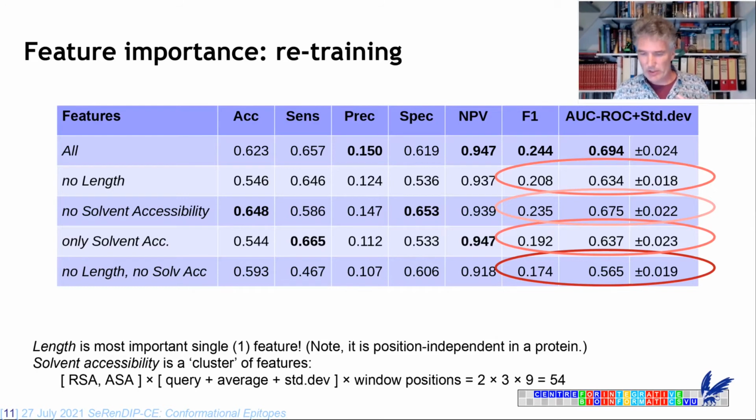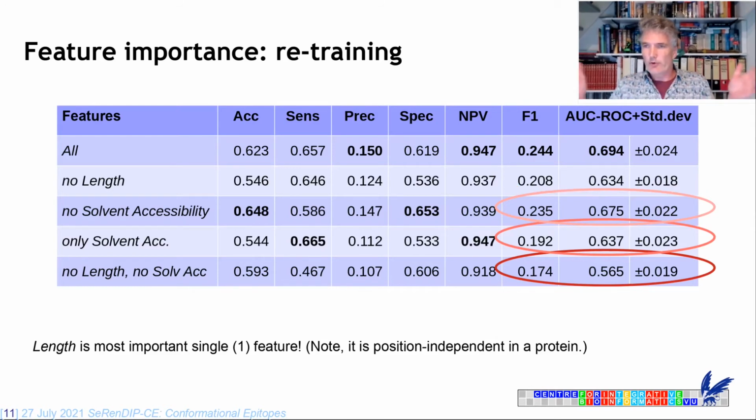It's position independent in the protein because, of course, length is the same for all positions in the protein. And we think the reason that it's the most important feature is simply because it tells the model what size protein you have. And there's two effects there. One is that a bigger protein has less surface, and obviously your epitope will have to be on the surface, but also, relatively speaking, the variation in size of epitope regions is limited.